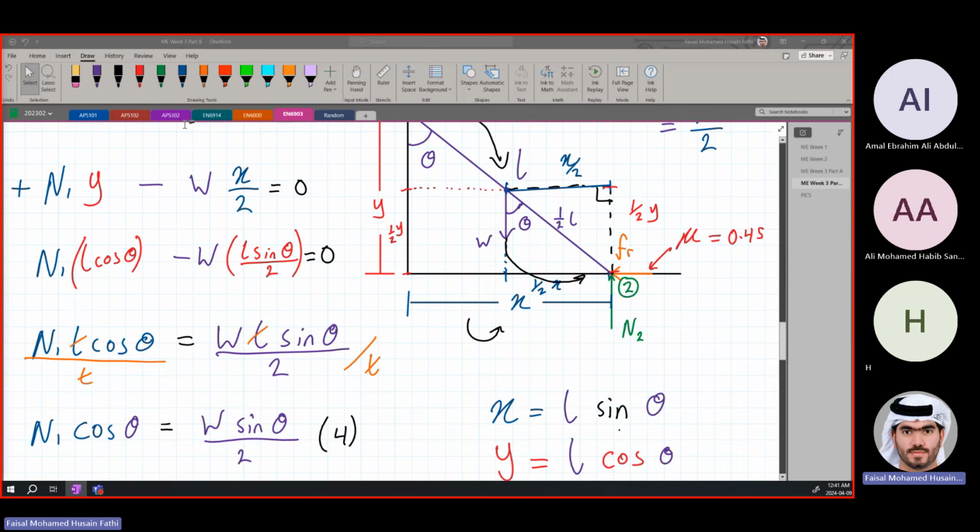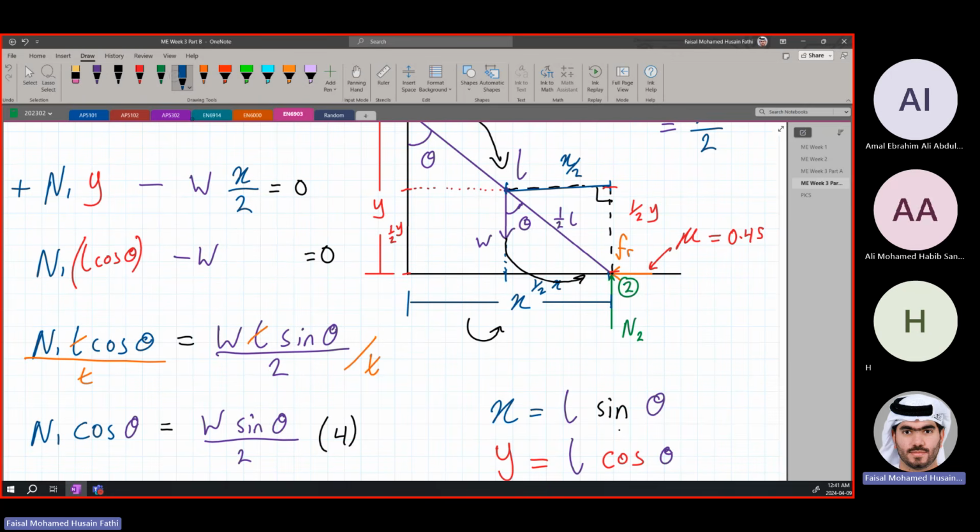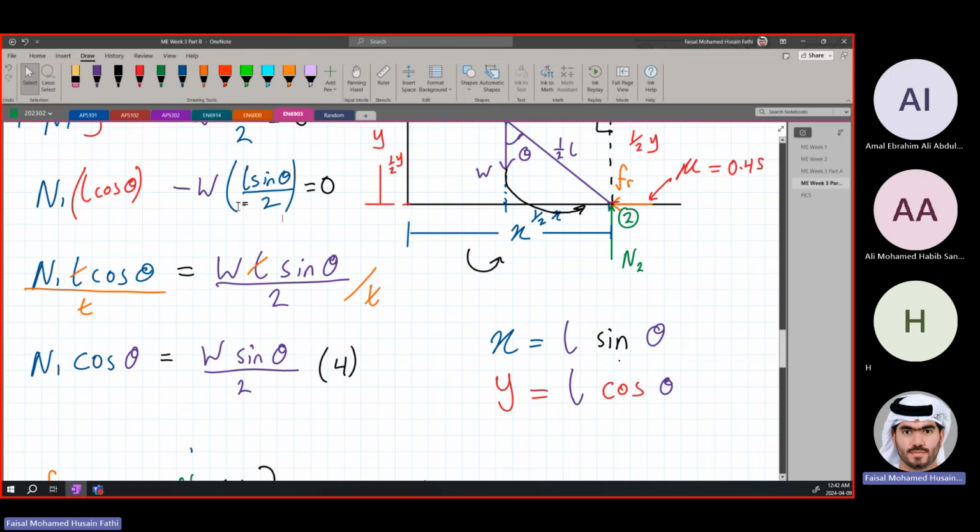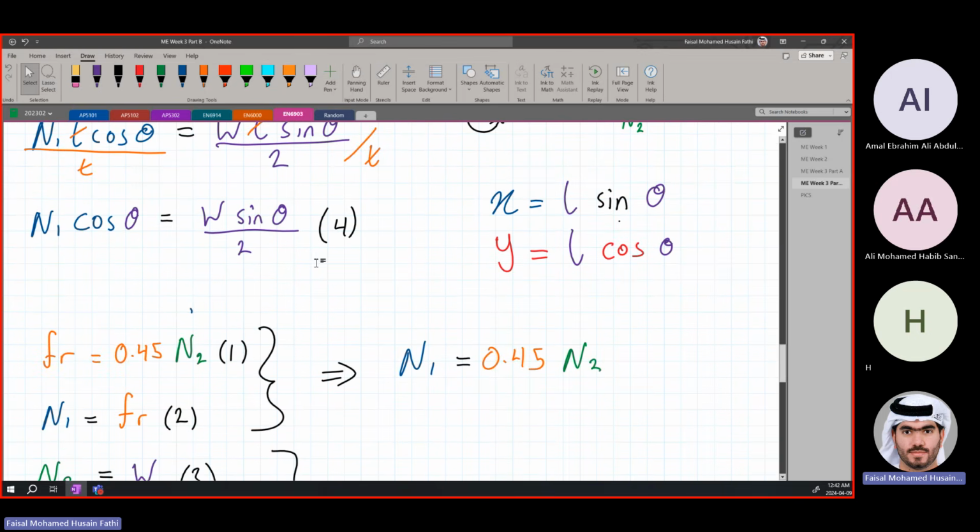Then we are going to substitute each value. So in this case, this is going to be L cosine theta, and this is going to be L sine theta over 2. We're just substituting for x over 2 and for y. زين. Once we substitute our values, we notice that the L's cancel out and we can start solving, and we will get our fourth equation from the moment equation.